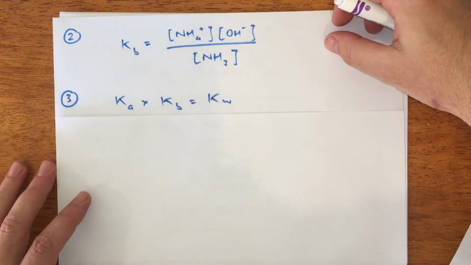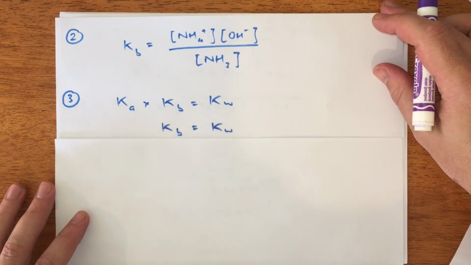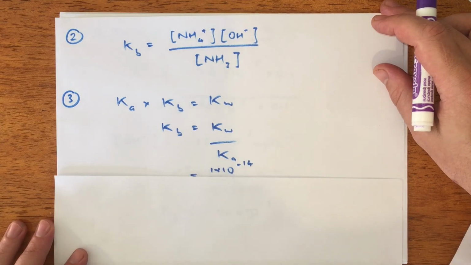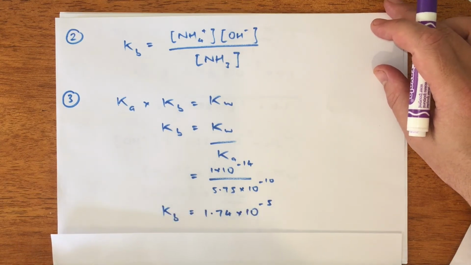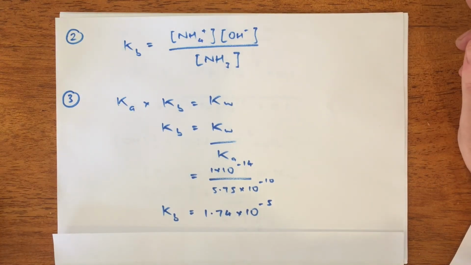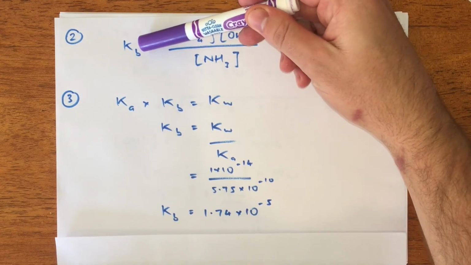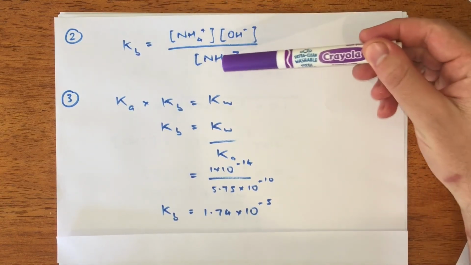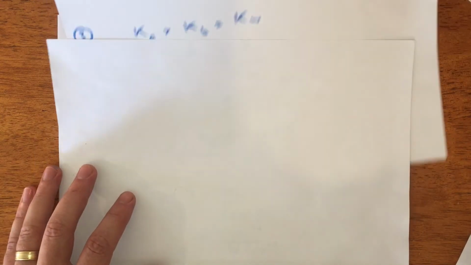So we're going to rearrange our Ka times Kb equals Kw equation, where Kb will equal Kw divided by Ka. Kw is a constant, it's 1 times 10 to the minus 14. Our Ka was 5.75 times 10 to the minus 10. Divide one by the other, and it gives us our Kb, which is 1.74 times 10 to the minus 5. So now we have a Kb value that we can plug into our Kb expression. Those two are X, that's 0.1, that's 1.74 times 10 to the minus 5. So let's now substitute those values in.